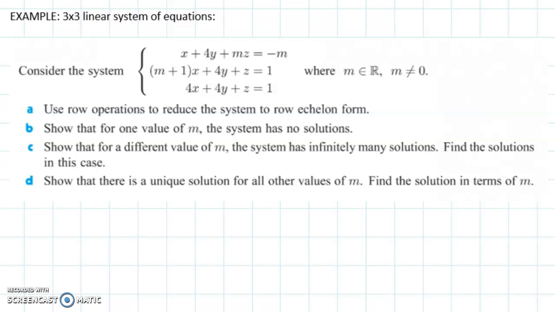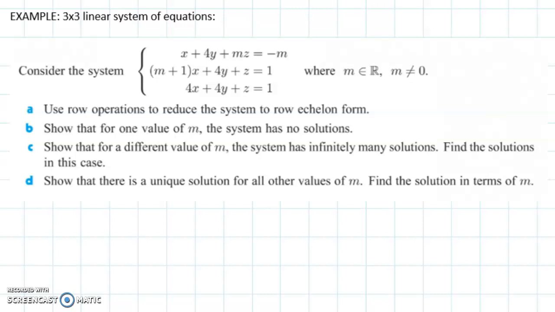And then after that, we are going to be discussing for the values of the parameter m when the system has no solutions, when it has infinitely many solutions, and when it has a unique solution. And in the cases where we have solutions, we also want to find them. Now, the longest part is going to be the row echelon form. So let's get started with that.